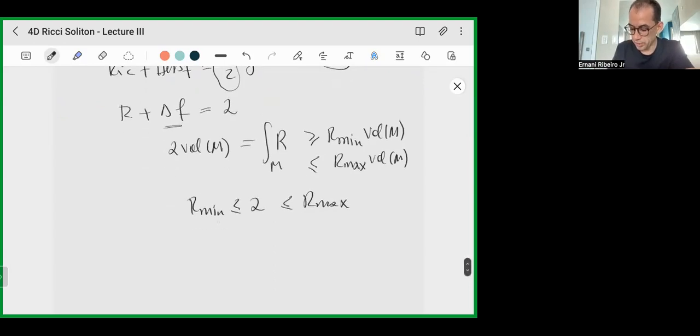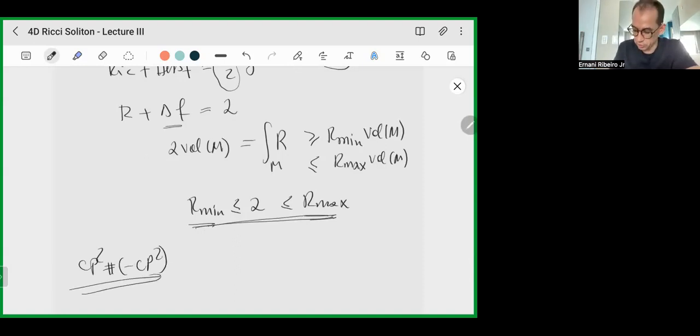So then we know that the difference between the maximum and the minimum value of the scalar curvature must be different from 0, or it would be trivial, it would be constant. And when you compare with our example, CP2 connected sum with minus CP2, of course up to some normalization, we know that the difference is approximately 1.06. Just to call attention that this difference between the maximum and the minimum is controlled.